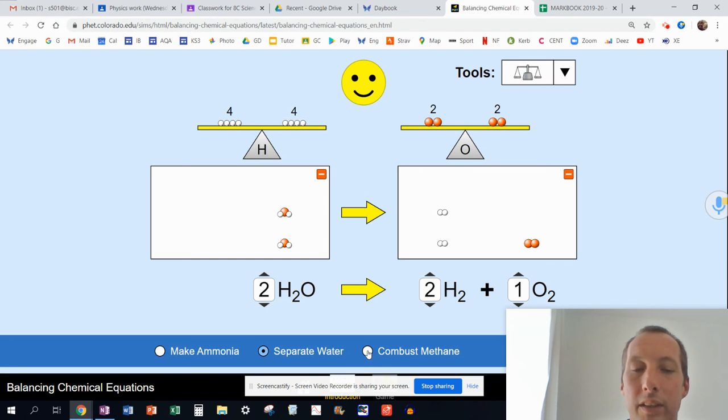And let's do the final one, combustion and methane, burning. Sorry, my computer's very slow at the moment. Every time I click something, it takes a while for it to respond.